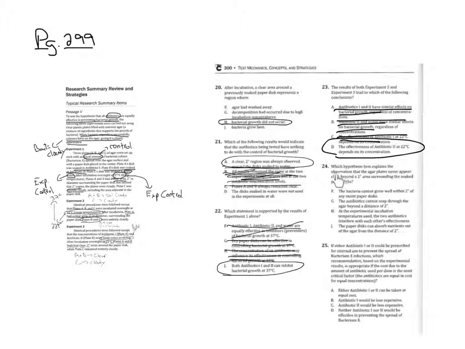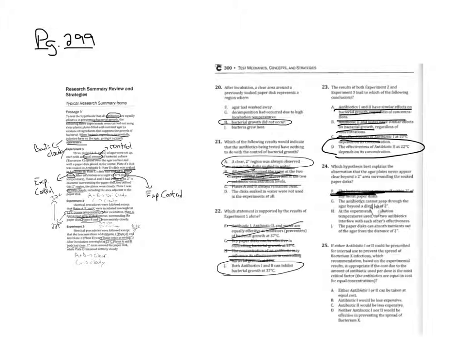So let's take a look at 24. It says, which hypothesis best explains the observation that the agar plates never appear clear beyond a 2-inch area surrounding the soaked paper discs? So we look at F. F says the bacteria cannot grow well within 2 inches of any moist paper disc. I don't think that's true because for the water, for disc C in each experiment, it was cloudy right up to the disc. We see that plate C was entirely cloudy, including the area adjacent to the disc. So no, bacteria can grow right next to the disc, so it's not F.